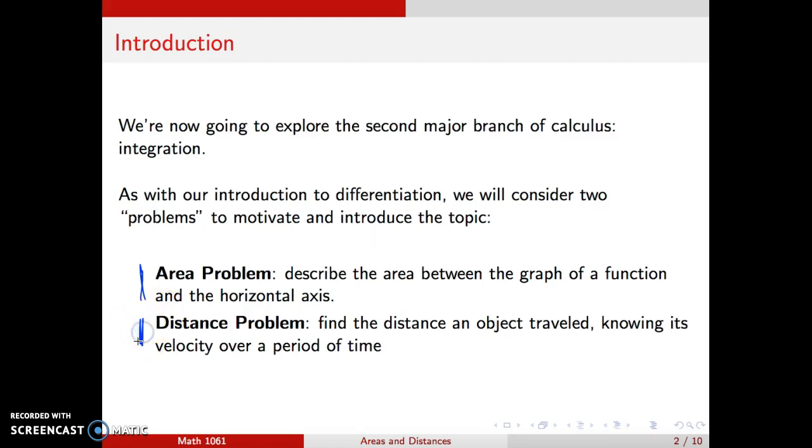The second problem is called the distance problem. At face value, this would be one that is more tangible, more hands-on, more real world. In this problem, we want to find the distance that an object has traveled, knowing its velocity over a period of time. By knowing its velocity, we mean that we have a description, something like a function, that describes the velocity at any point in that interval of time. Spoiler alert: just like with the introduction to differentiation, the two problems, the more theoretical one and the more applied one, are actually the same problem, mathematically speaking.